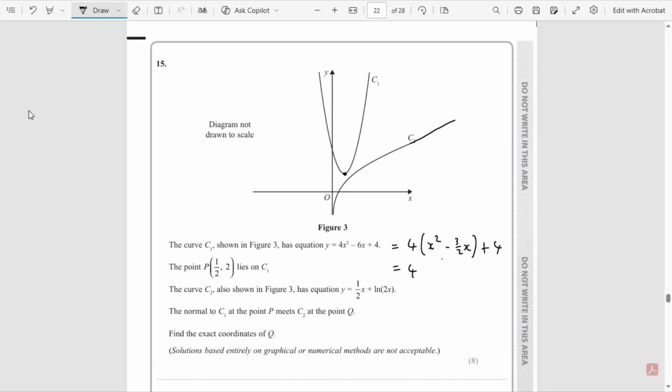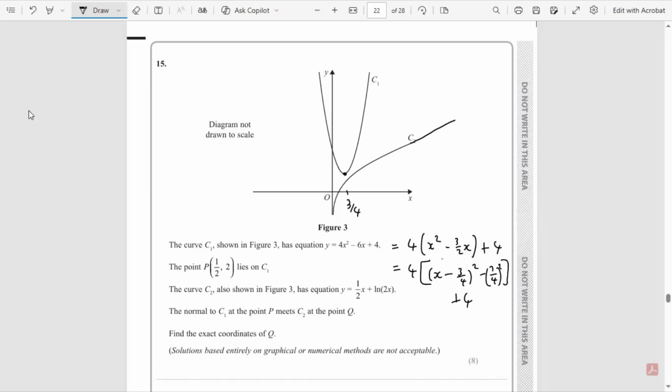So I just want to give you an accurate diagram for where this point P lies. But really for this question, it's not that important, but I want to show you that you can accurately work out the coordinates of the turning point of C1. So if you were to complete the square here, you'd end up with (x minus 3/4) all squared, and then take away (3/4) all squared, close brackets, plus 4. So if you know completing the square, you should be able to tell that the turning point there would be at x equals 3/4.